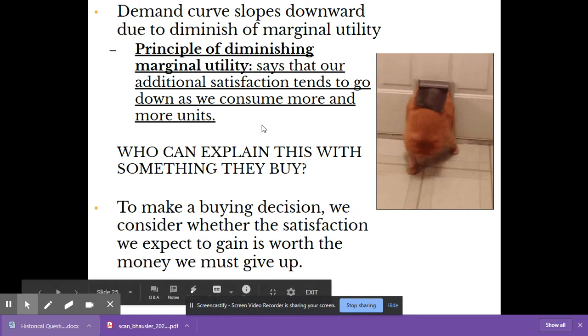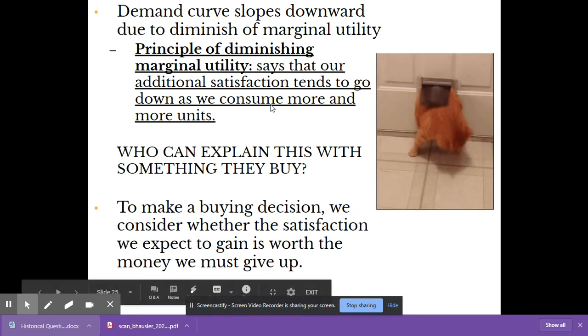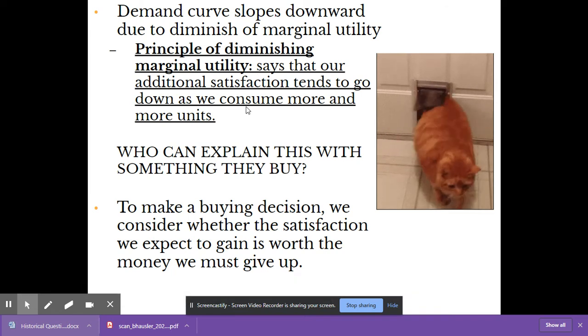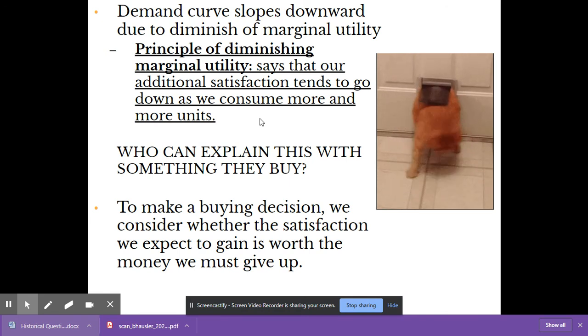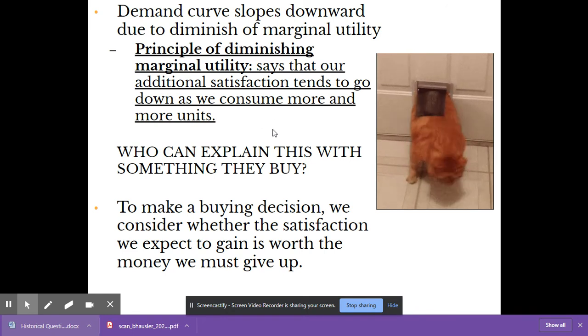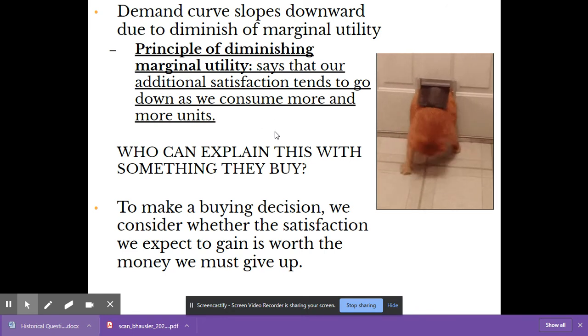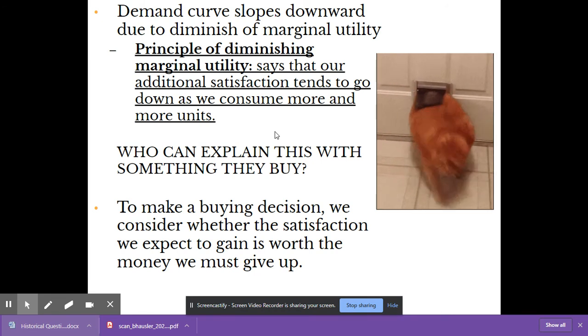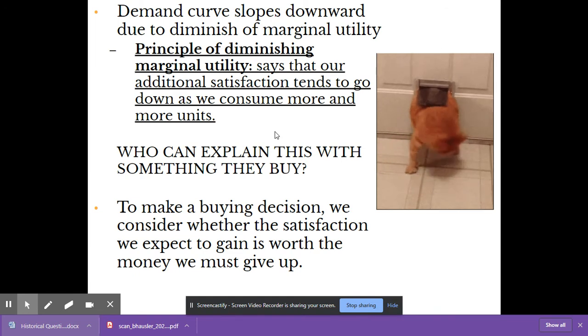With utility comes an interesting principle of diminishing marginal utility, which says that for every additional good or service provided, the satisfaction tends to go down as we consume more and more units. I like to use pizza when you're starving. You get that Domino's. The very first slice is the best thing on earth. By the 17th slice, it's just not nearly hitting the same as the first. So as you consume more and more, the satisfaction or usefulness diminishes.